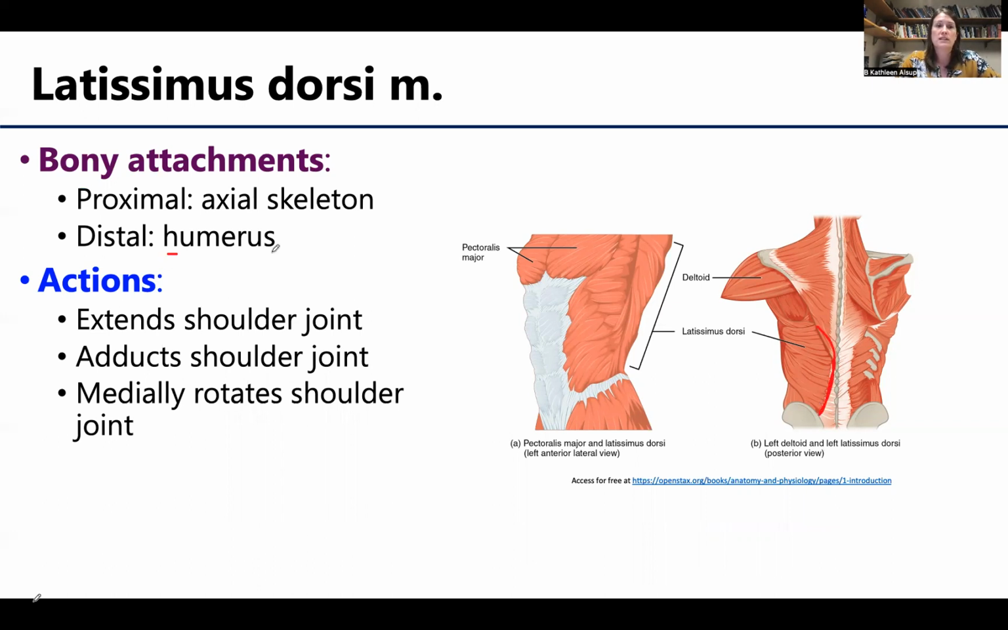But also I want to note that distally, it does attach to the humerus. In fact, it's going to have its attachment on that floor of the intertubercular sulcus that we talked about when we were talking about the humerus. So it crosses the shoulder joint, therefore it can affect the actions directly of the shoulder joint. And so two of its strongest actions are going to be extension of the shoulder joint as well as adduction. So if you think about swimming, that action of extension and adduction are fairly forceful in certain swim strokes. So sometimes you hear this muscle referred to as the swimmer's muscle. It also will play a role in terms of medial rotation of the shoulder joint.